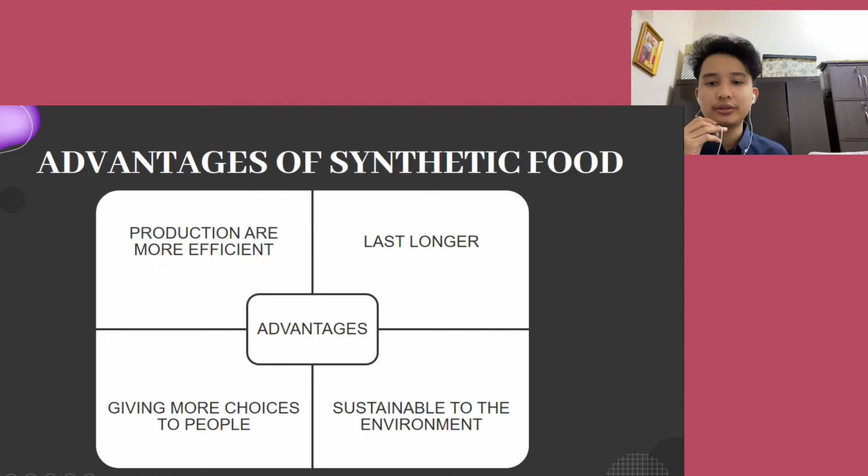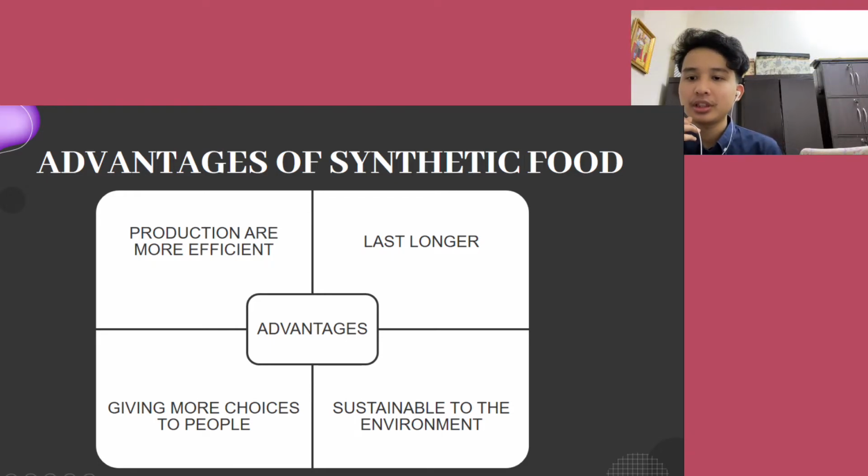Next, synthetic food gives more choices to people. Since there are a lot of people that don't eat meat, such as vegans and Hindus, they can actually taste synthetic food such as meat analog, since it isn't actually meat, but it tastes like meat and has the texture of meat.